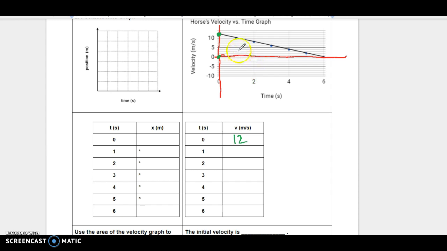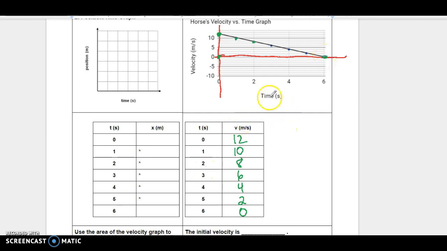Okay, at 1, it's at 10. And then you'll start to see the pattern. There's always going to be a nice clean pattern. At 2, it's 8, right? Then 6, 4, 2, and then 0. Okay, all the way down to here.